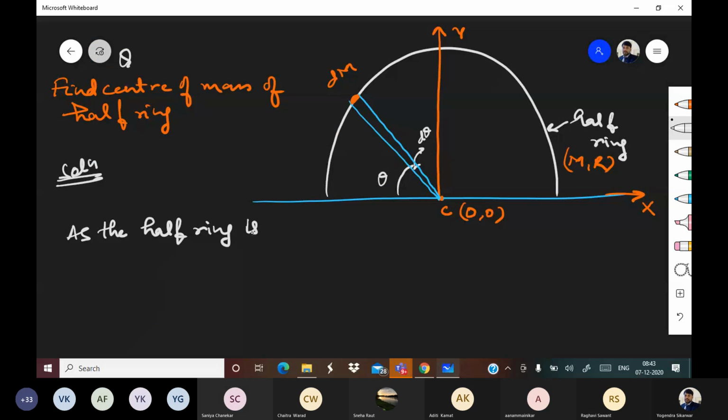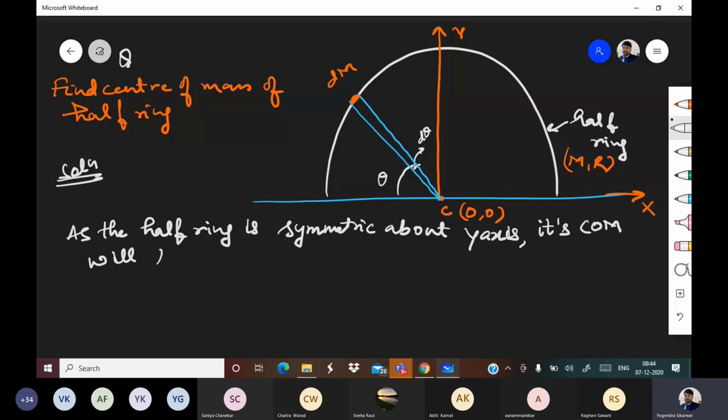As the half ring is symmetric about the y-axis, its center of mass will lie on the y-axis. So basically the concept is, for any object, its center of mass lies on the line of symmetry.